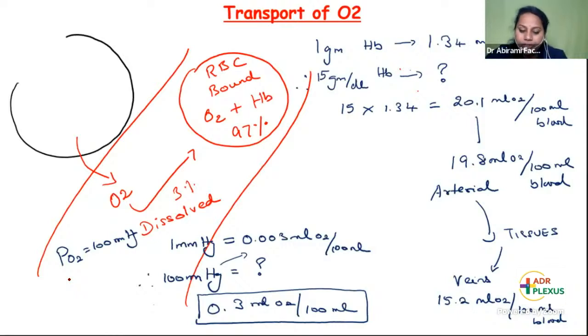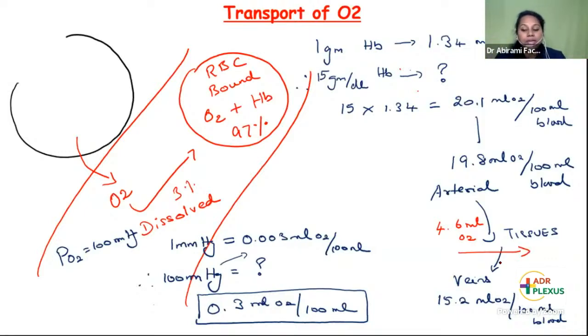Very good, Dr. Hashwini. 19.8 ml is present in your arterial blood. 15.2 is present in the venous blood. In between, what has happened to the 4.6 ml of oxygen? Between the arterial side and the venous side, what do you have? Very good, Dr. Shiba. It has been diffused into the tissues. Tissues have extracted the remaining.